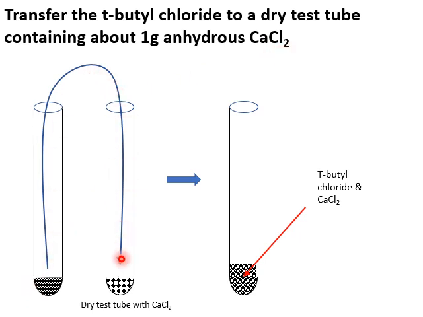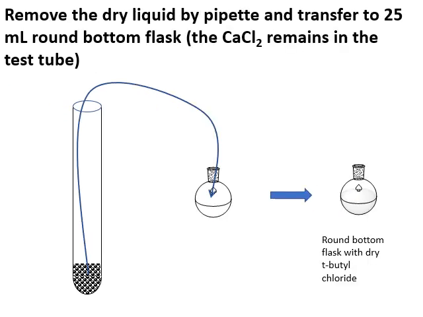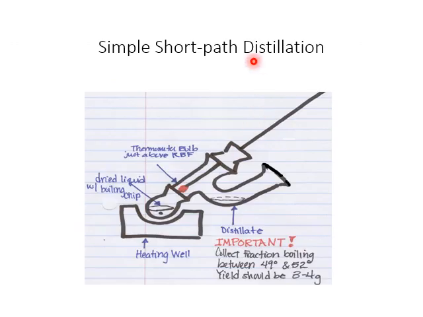So you pipette out your organic layer and put it in a dry test tube with calcium chloride, so you're going to have terbutyl chloride and calcium chloride. You then remove the dry liquid, your organic layer, and put it in a round bottom flask with which you're going to perform a distillation now. So this is a simple short path distillation.